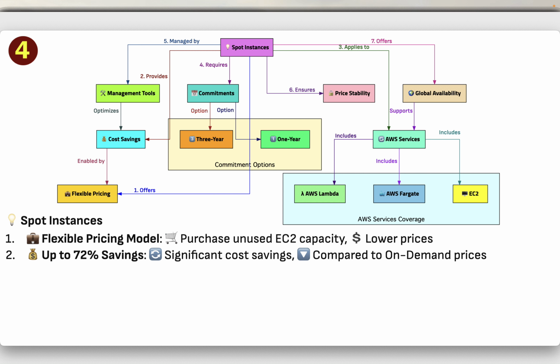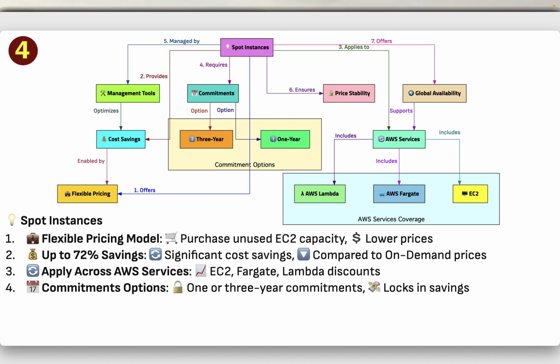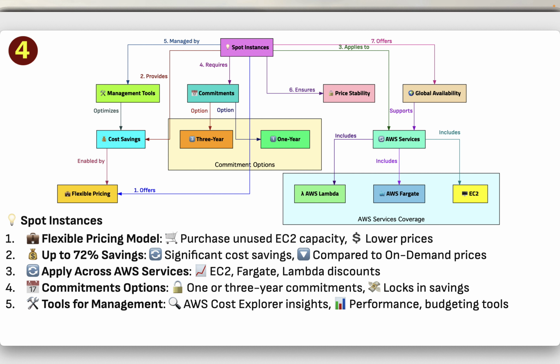Discounts from spot instances are not limited to EC2. They also extend to other services like AWS Fargate and AWS Lambda, offering a broader range of cost-saving opportunities. Spot instances require choosing between 1 or 3-year commitments, which locks in savings beyond the standard on-demand rates, providing long-term cost efficiency. AWS Cost Explorer and other tools facilitate the management of savings plans, offering insights into performance, budgeting, and recommendation for optimization.